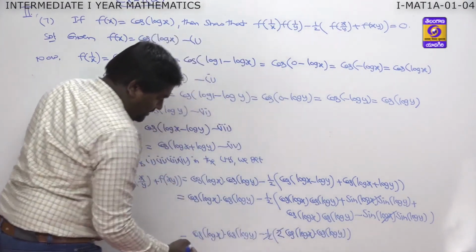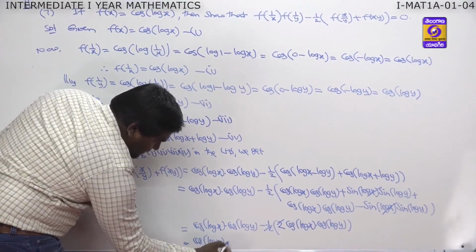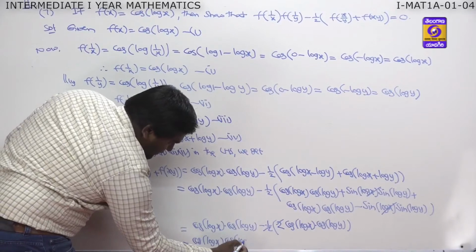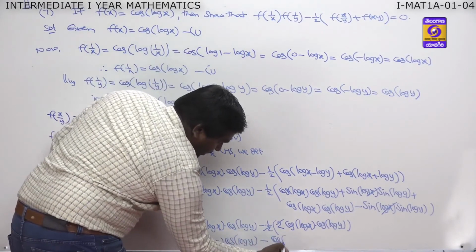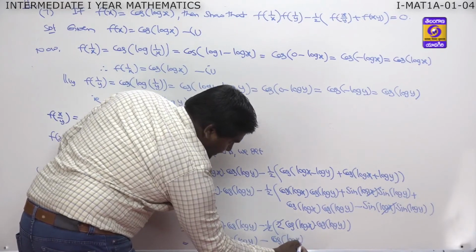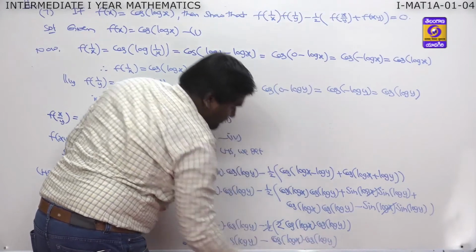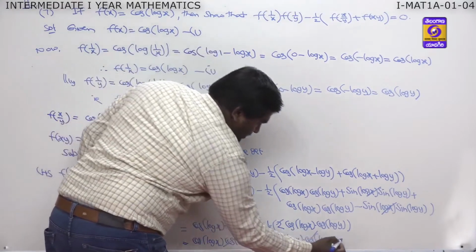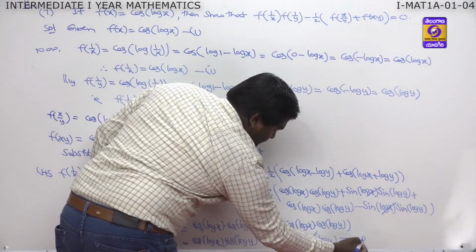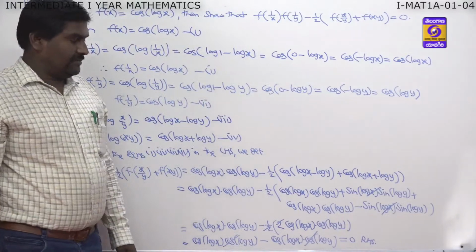2 just cancels. It is cos of log x into cos of log y minus cos of log x into cos of log y. These two are same, just cancels, left with 0, which is the required one.